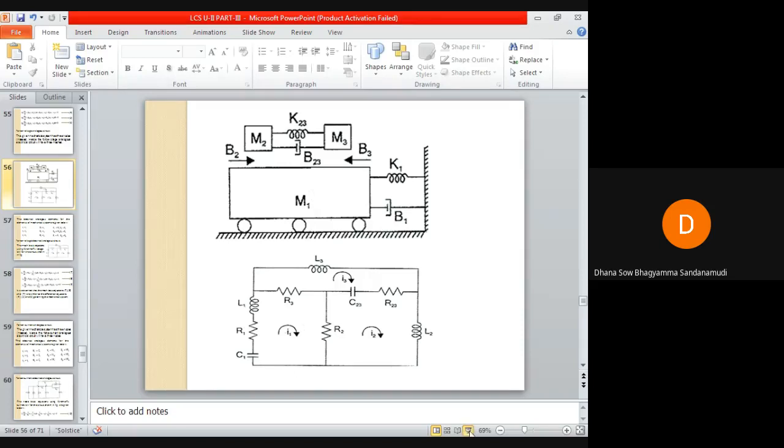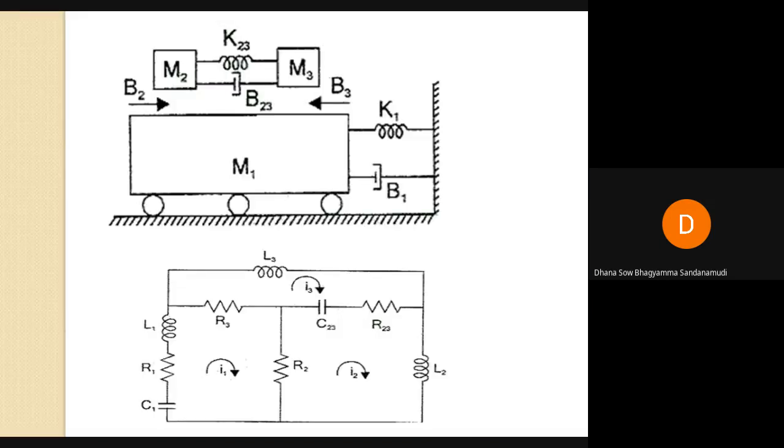Now, in this circuit, let us start with M1. Mass is analogous to L, so I have drawn L1. Mass is connected to a reference. K1 and B1 are also connected to the reference, and to M. What is K1? K1 is 1 by C, I have already told you. Whenever it is 1 by C, you must connect it in series. So to L, connect a capacitor in series.